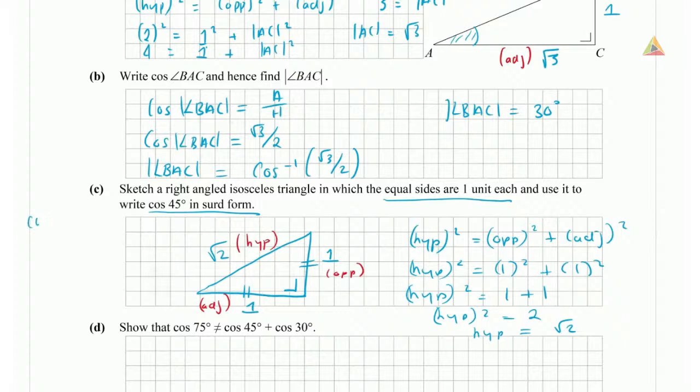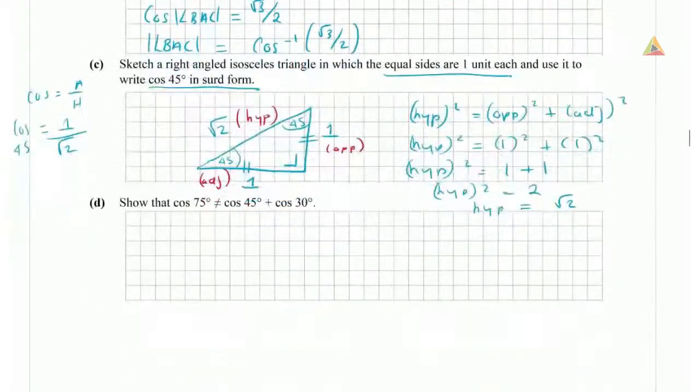Now I'll do the cos over here. Cos is A over H. So the cos of 45. I should mention that each of these angles is 45 because it's an isosceles triangle. So the cos of 45 is A over H, and A in this case is 1 over root 2. And that's the answer to that part.